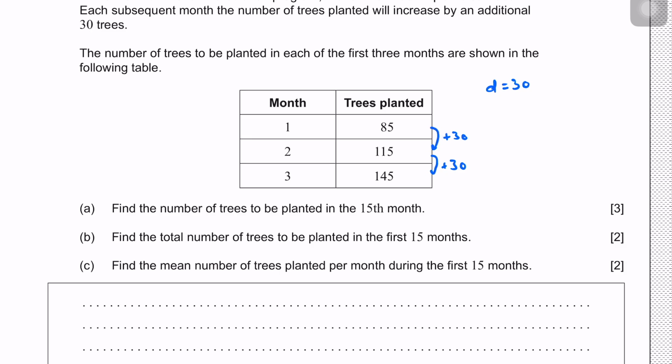And you might say, okay, 15, we're already at 3, so I just need to add 30 again. And you could write this out as 145 plus another 30, plus another 30, plus another 30. And you would eventually get to the 15th month. To be honest, I think in terms of the overall marks, you might actually only get 2 out of the 3. I think they're probably expecting a more formal process in some ways.